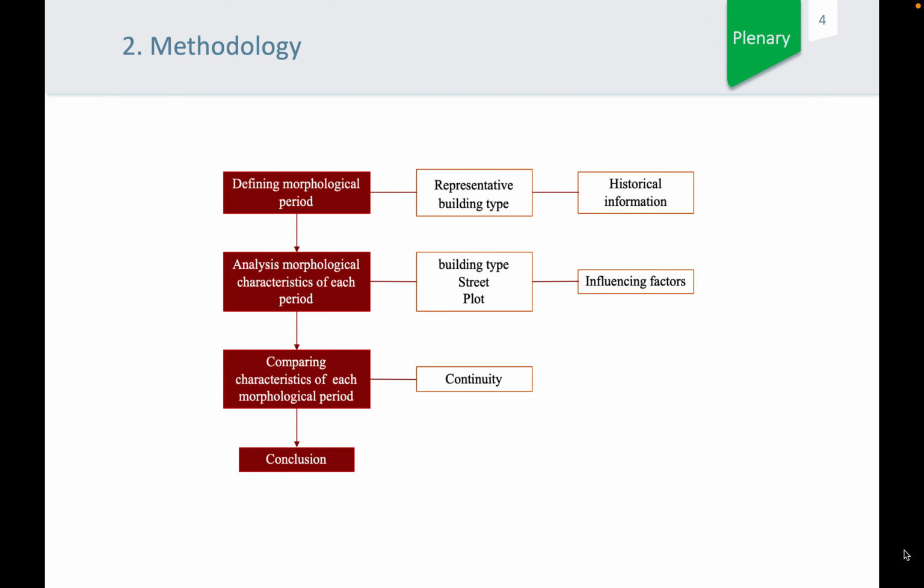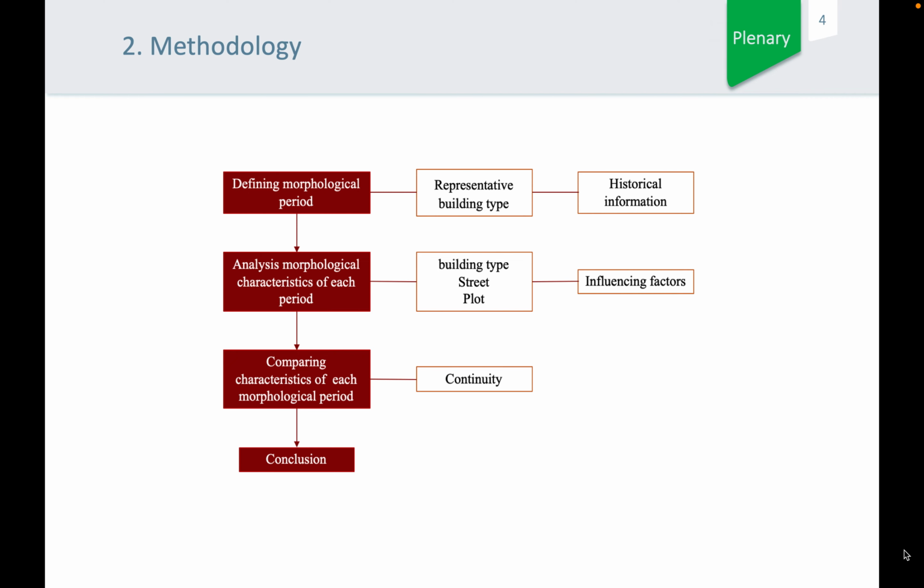The methodology of this study is using a morphological approach. An analytical framework is proposed to examine the urban heritage areas. First, the morphological periods are defined according to building types, which can help us understand the transformation process. The morphological period is defined based on the characteristics of representative building types, which are determined by examining local historical information. Second, the relationship between the morphological characteristics of each period and the influence factors is interpreted.